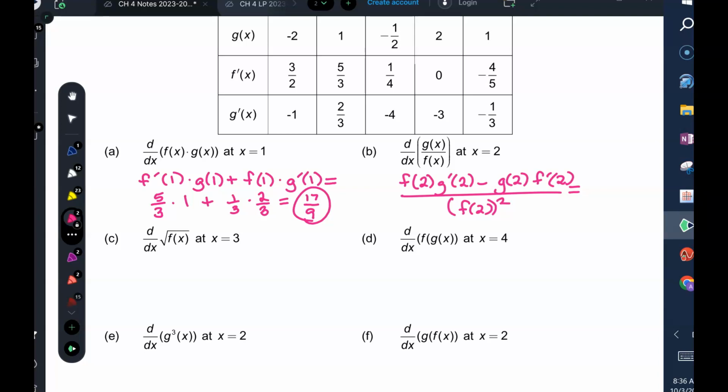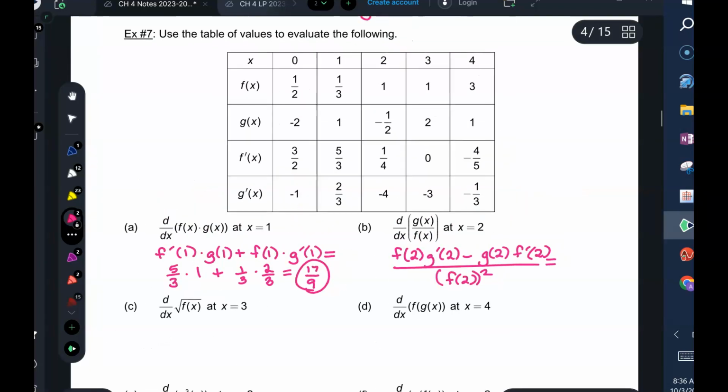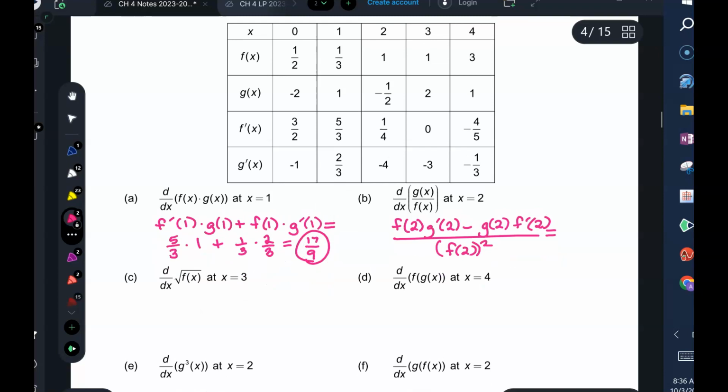All right, so what is that going to give us? f of 2. What? We don't know what f of 2 is? It's 1. So it's 1 times negative 4 minus g of 2, so negative 1/2, times 1/4, all over, what's f of 2? 1, so 1 squared. All right, so what do we have? Negative 4 plus an 8.